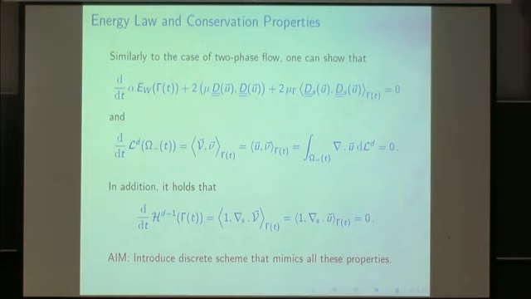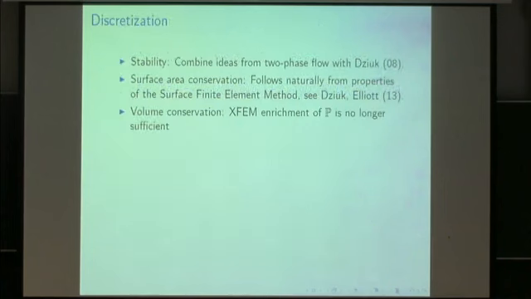Similarly to the two-phase flow, you can show energy laws for the continuous problem. So you can show that if there's no external forcing and no boundary conditions, then your Willmore energy will actually decrease, and you get the right rate of decay. You also have conservation of enclosed volume, and conservation of surface area. And we can now introduce a discretization that mimics all these three properties. So stability we just get by combining the ideas I showed you in the first talk with the stability result from Juk for Willmore flow.